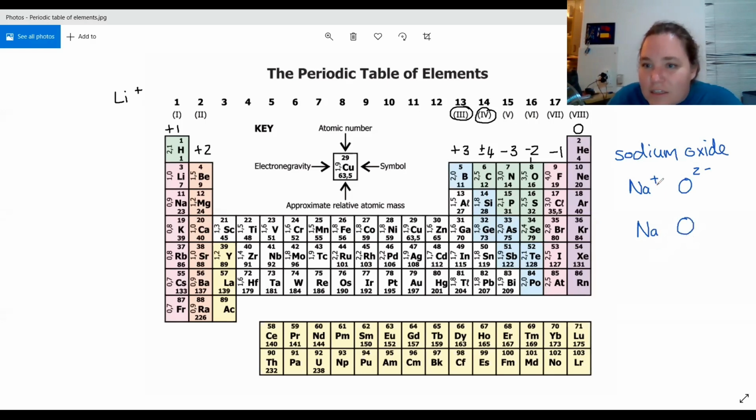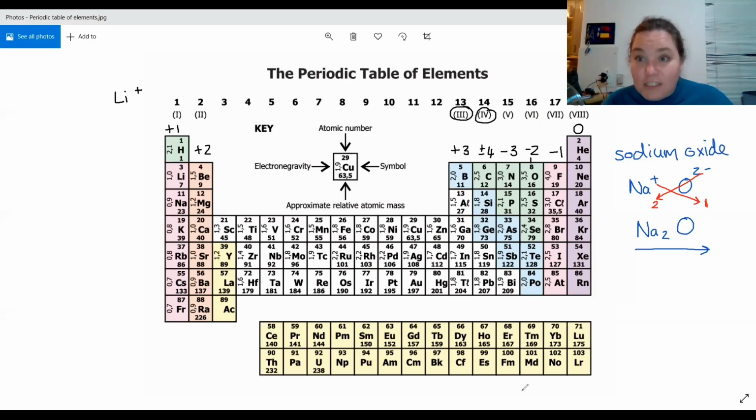I also then take this plus and it goes to the end. So it's going to put a 1 there because this was +1. And this -2 puts a 2 there. We don't put the sign, just the number. So because of this, that gets a 2 and this gets a 1, but we don't bother writing the 1. So sodium oxide is Na2O.